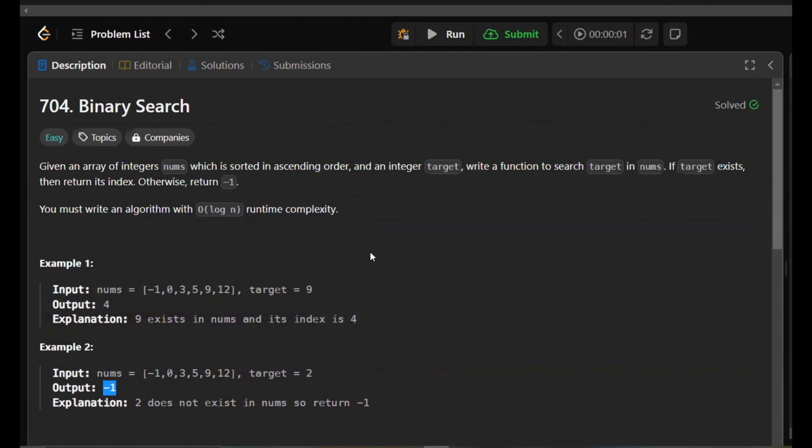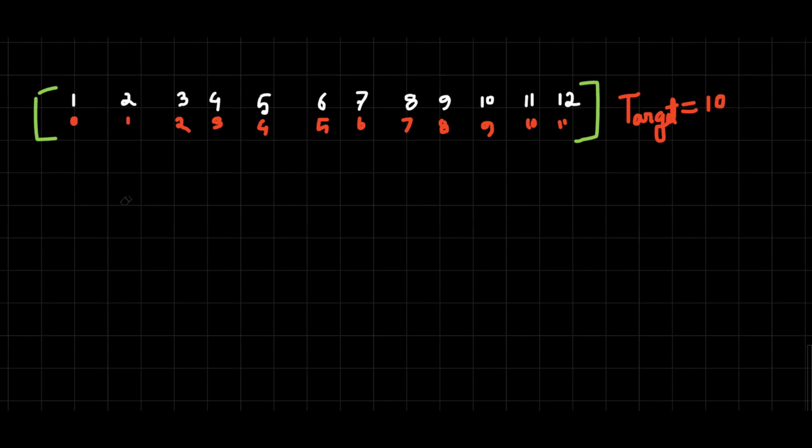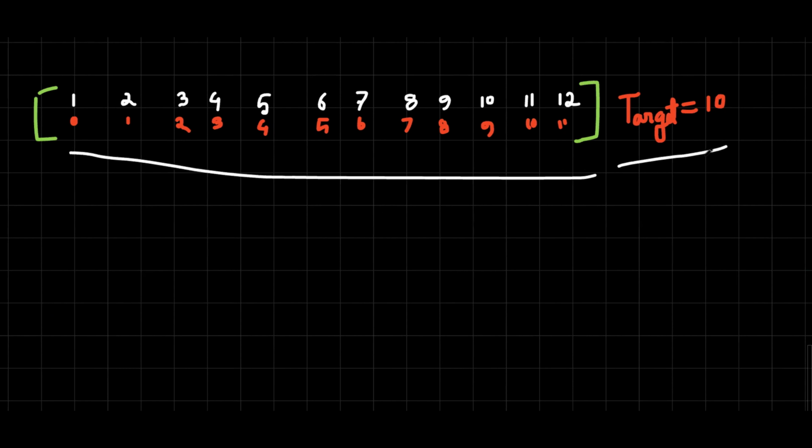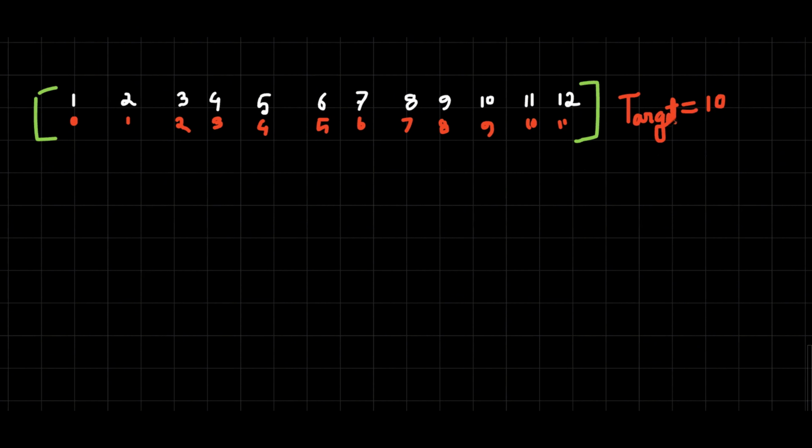Now let's move on to the algorithm. Now let's take this example here. This is our array and this is our target. Target is 10. So we have to determine whether the value 10 is present in the array or not. Here, the value 10 is present at index number 9. So here we have to return 9.